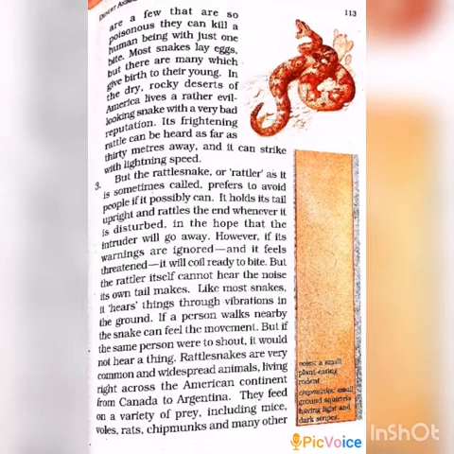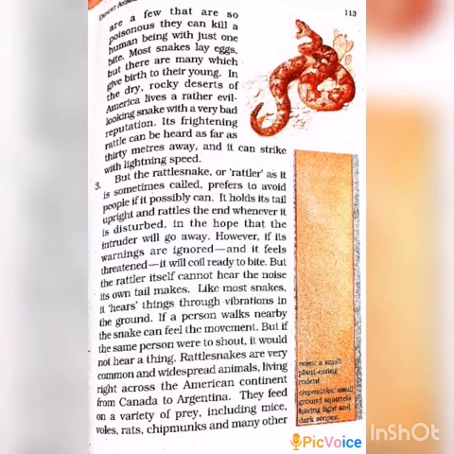Okay, and the third para. The rattlesnake, or rattler as it is sometimes called, prefers to avoid people if it possibly can. It holds its tail upright and rattles the end whenever it is disturbed, in the hope that the intruder will go away. However, if the warning is ignored and it feels threatened, it will be ready to bite. So rattlers are a dangerous type. If you ignore it, it can easily be ready to bite people, but the rattler itself cannot hear the noise; its own tail makes it.